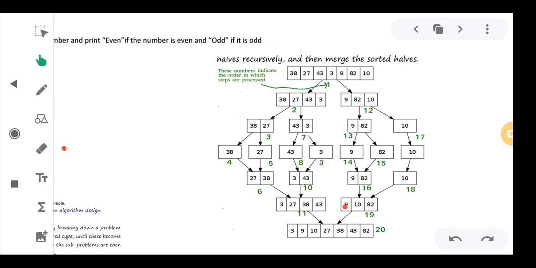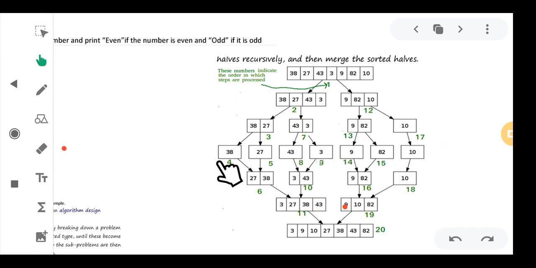In this way we have again tried to divide it into two parts. 2 divided by 2 is 1, 1 each. Here also 2 divided by 2, 1 each. 43 and 3 will be separated. Here also 9 and 82, that is 2 digits, divided by 2 is 1 each. So in a single location we have 1, 1.